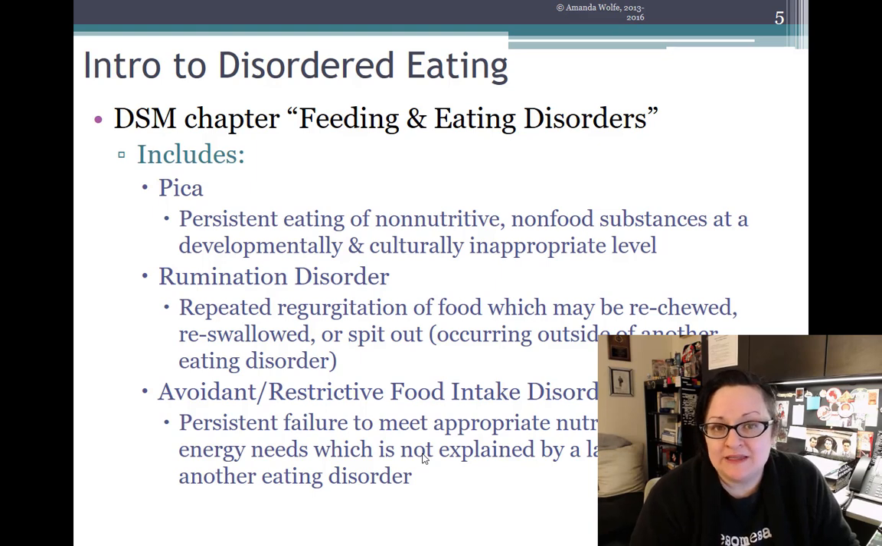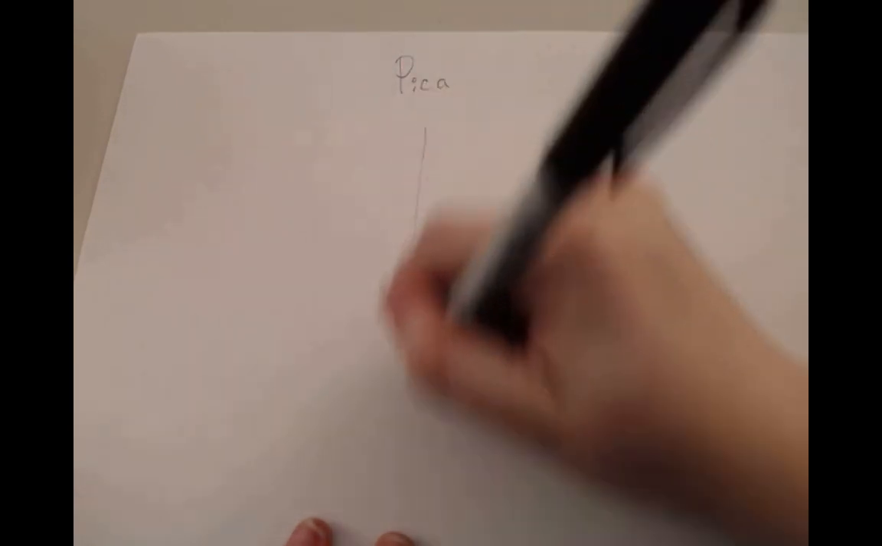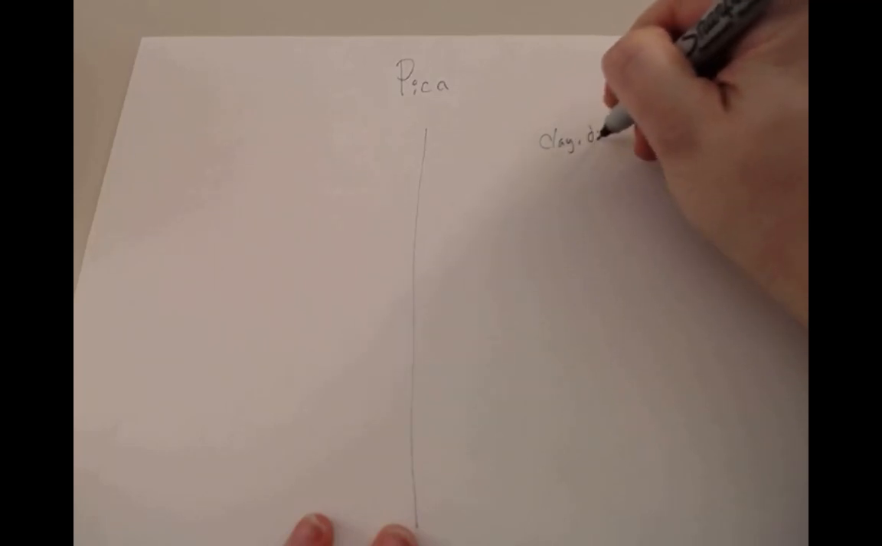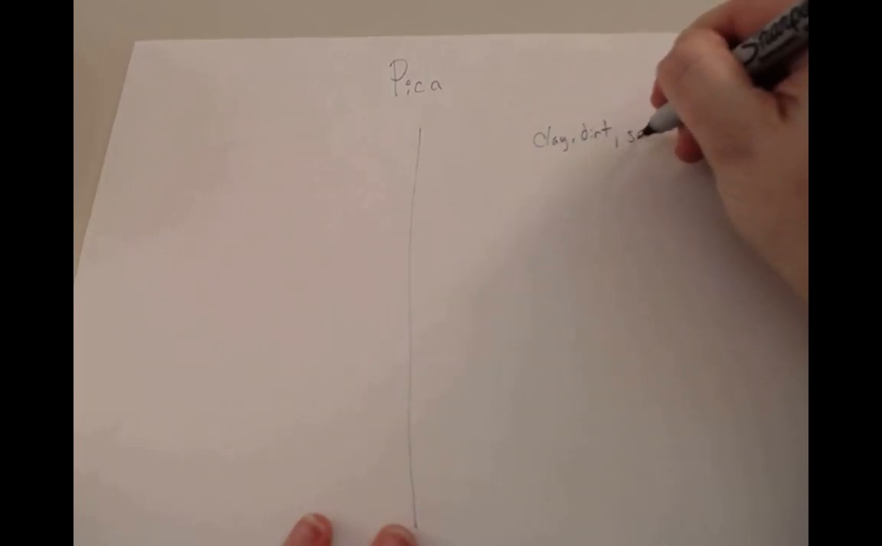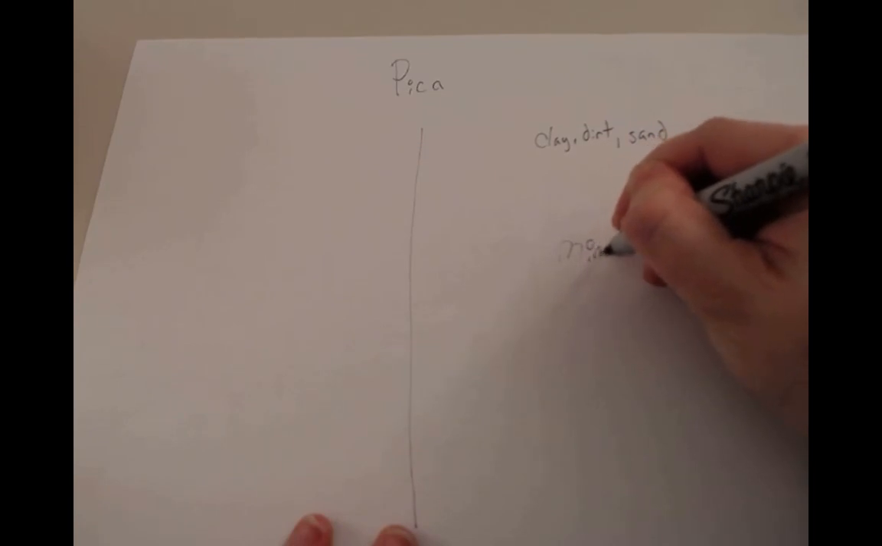Why do people eat substances that aren't food? Specifically things like clay or glass or whatnot. Well, there's kind of two camps of thought. So when we look at pica, there's kind of two categories. There are the people who eat clay or dirt or sand and those sorts of things. Now, clay, dirt, and sand, those aren't food, but they all have minerals.